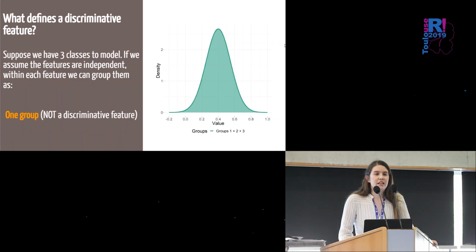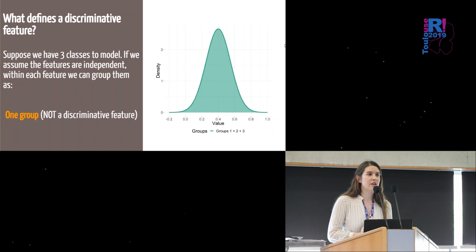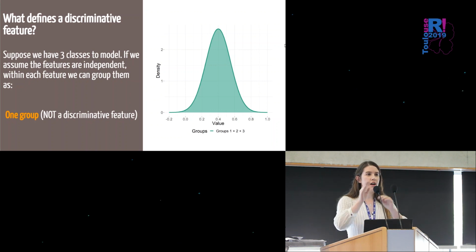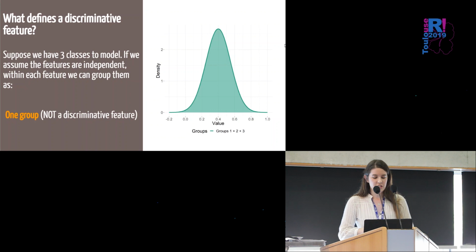First I'm going to give an example with 3 classes because 4 classes is too many examples. So suppose I had 3 classes to model. We're going to make the big assumption that the features are independent, just due to the fact that the data is so wide. We can then ask ourselves, how can I group the classes in each feature? The first option is that there is no separate grouping, that they all act the same way. So this is a null feature, or not a discriminative feature at all.